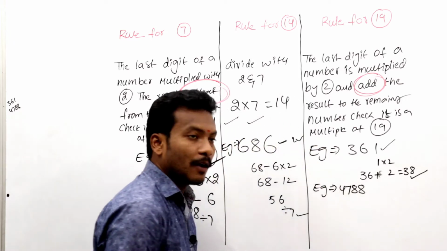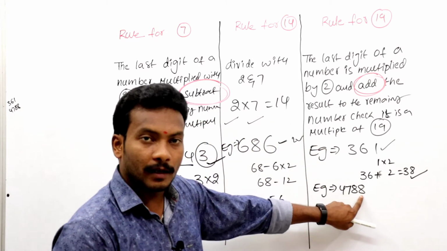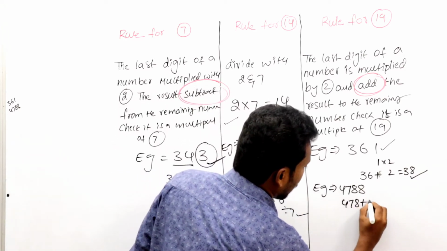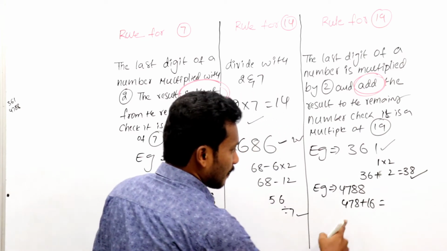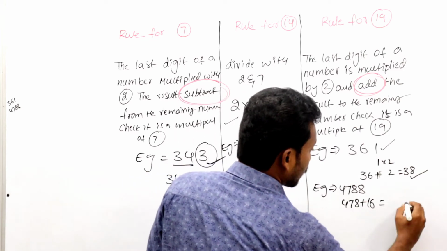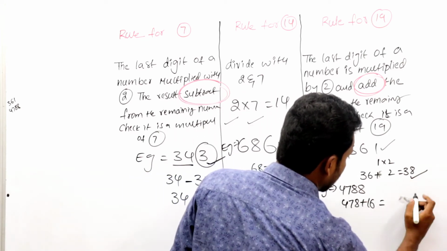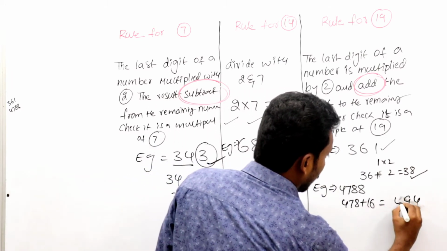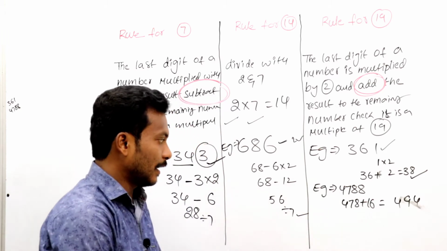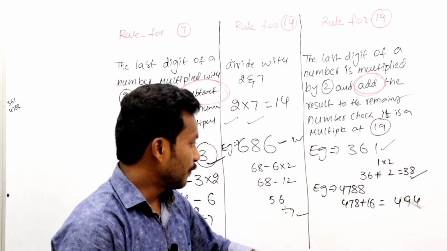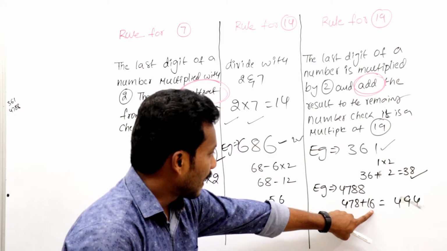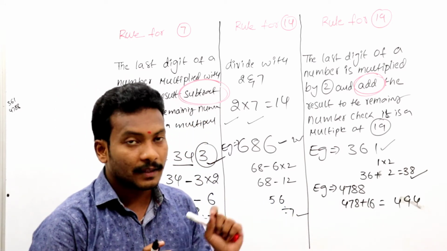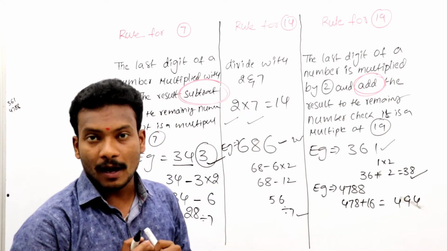4788. What we have to do? Multiply the last number, that is 8. 8 2s are 16. Now 478 plus 16 is 494. Now whether it is cancelled with 19 or not, we have to check.